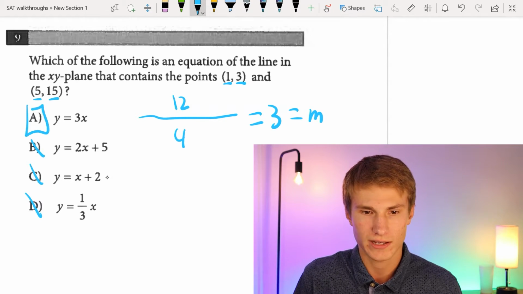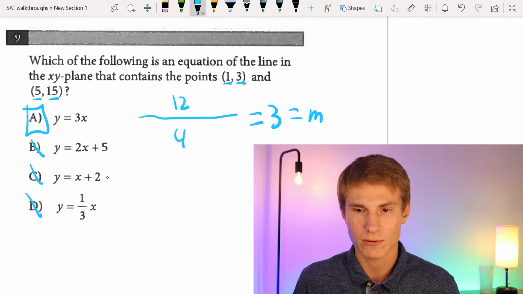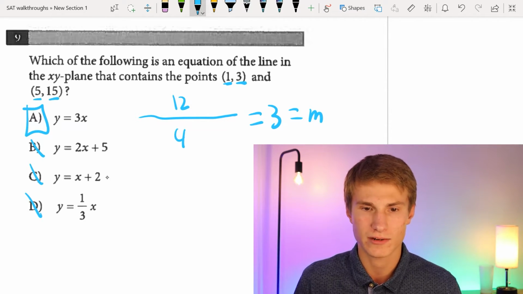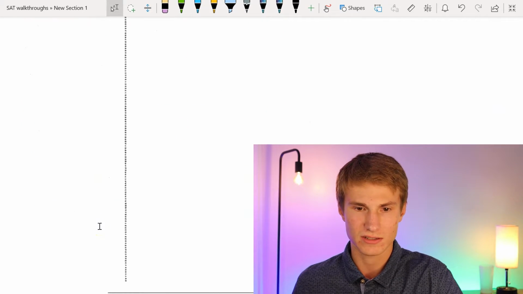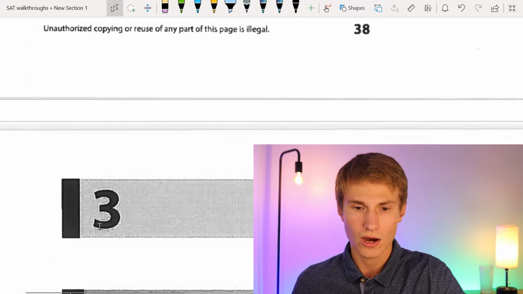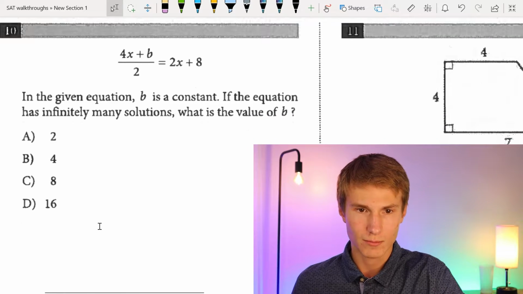So I actually already know my answer choice here is going to be A. If you want to verify with your y-intercept, you can. You see that if you went back 3 from the point (1, 3), you would have a y-intercept of 0. So obviously your answer there is going to be A. But you can just stop once you get the right slope because all the other answer choices other than A have the incorrect slope. All right, moving on to number 10.